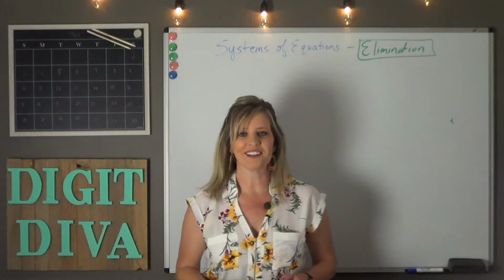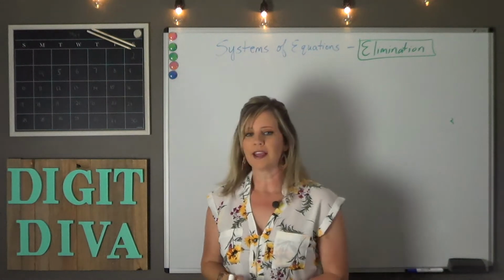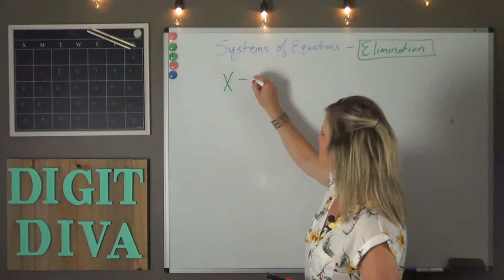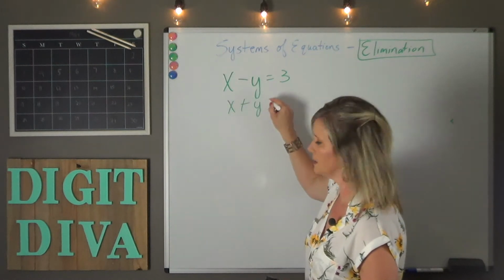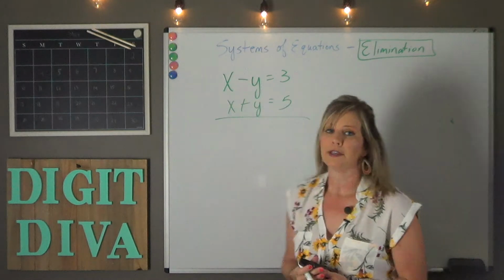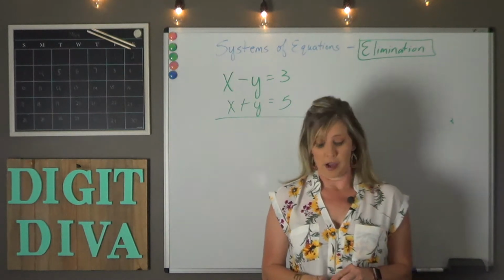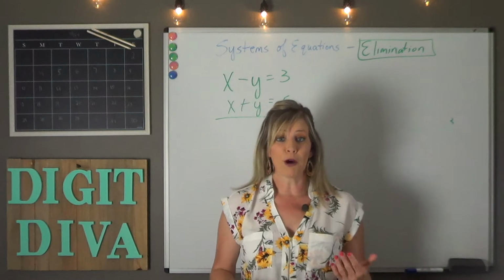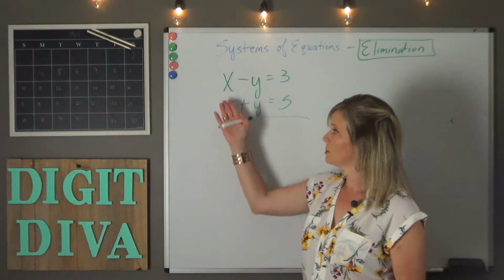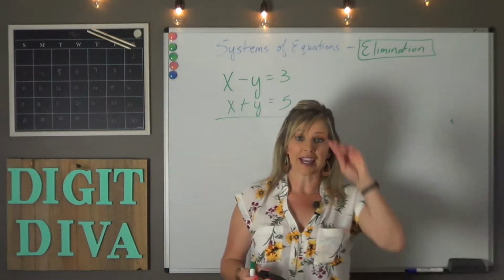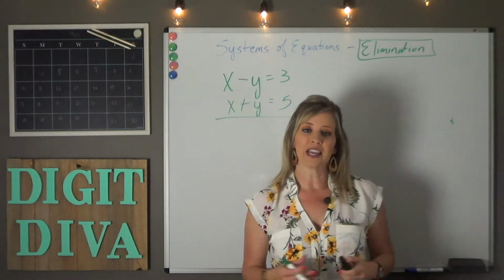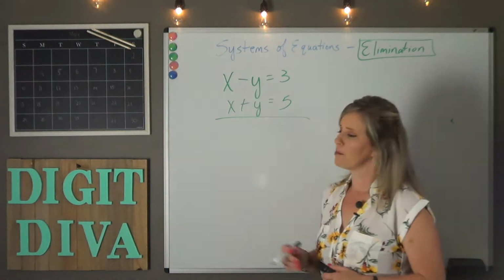All right, let's move on to another example. x minus y is equal to 3, and x plus y is equal to 5. Now, in this example, our coefficients for x and y are both 1. So we could choose to eliminate x, we could choose to eliminate y. At the end of this lesson, I have done it both ways, but just to save us some time, I'm going to eliminate my y's.